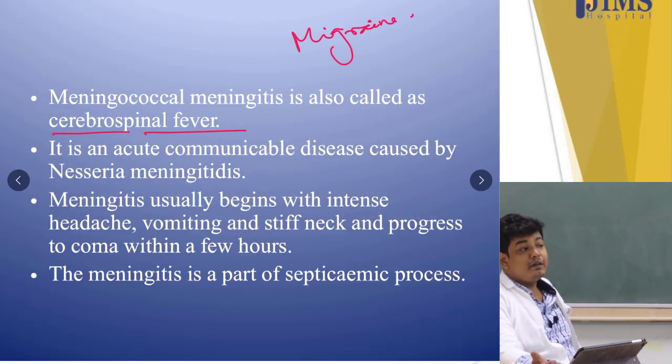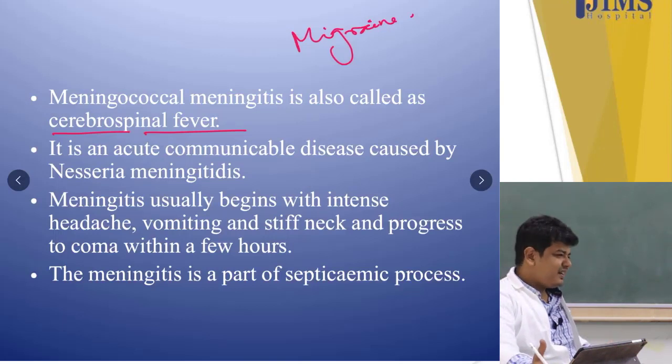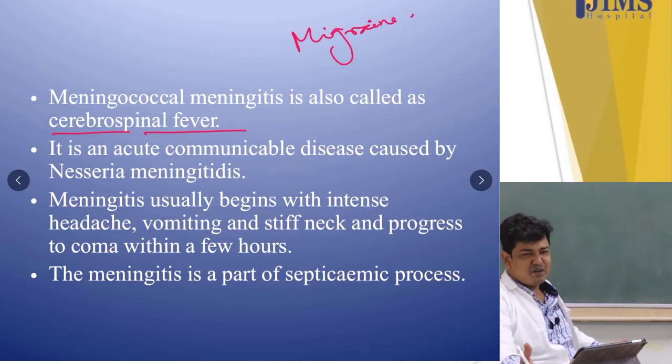In migraine, what happens is that the patient or the child comes with a complaint of severe headache. We think severe headache, okay, it might be a migraine, so we treat accordingly. But by the time the treatment has failed and you do reinvestigation and you find out that it's a case of Neisseria meningitis, it is already too late.